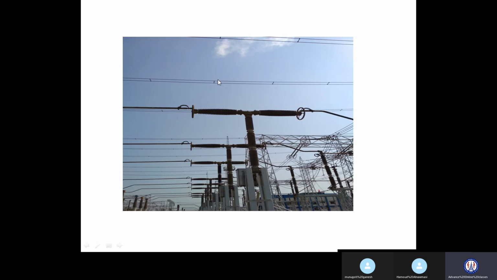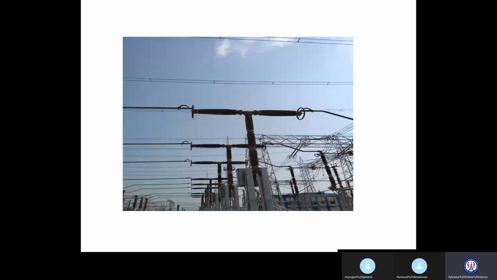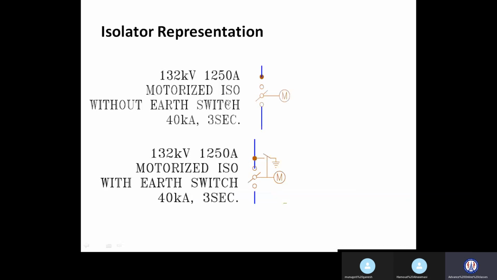Then the next one is the type of isolator. I have already explained the manual type and the motorized type. Above 11 kV we use the motorized type. If you remove this M from the symbol, the isolator is called manual. This M represents the motorized type of isolator. And last, we represent the fault current rating of the isolator.